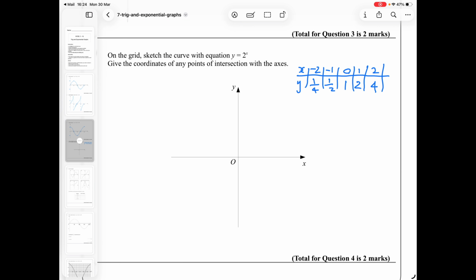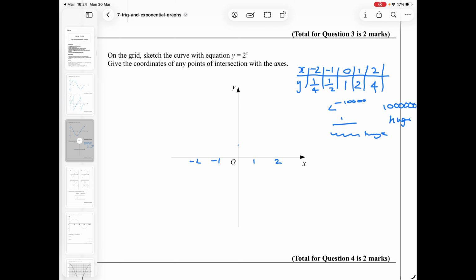Now what I haven't got is some very extreme values. So I might think about what 2 to the power a million is. 2 to the power a million is going to be huge. And then what's 2 to the power -a million? That's going to be 1 over something huge. Now the point is, it doesn't actually reach 0.